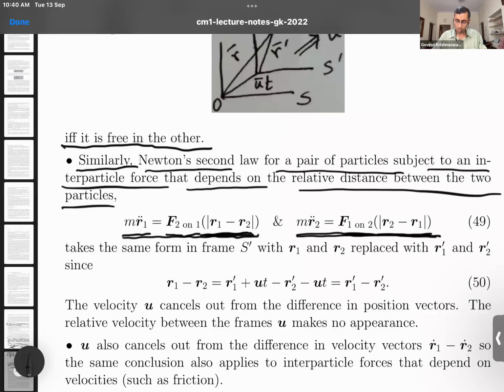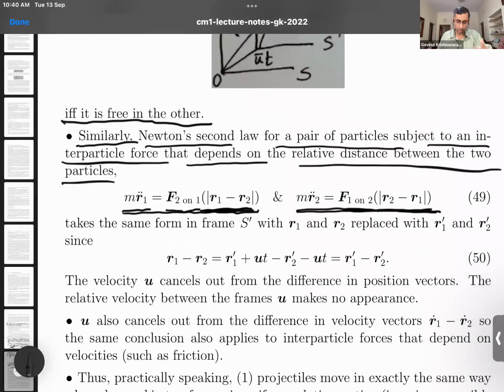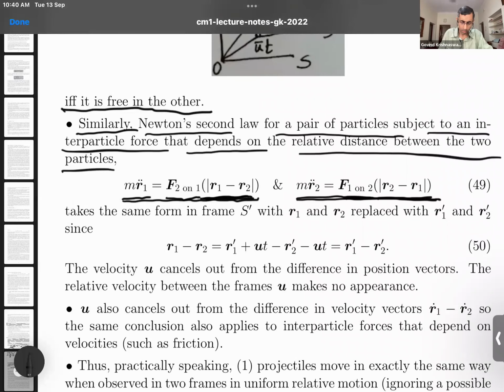Now, we just have to transform this equation into the new frame. If I go to the primed frame, MR1 double dot will be equal to MR1 prime double dot. Okay, I'm omitting the vector symbol.